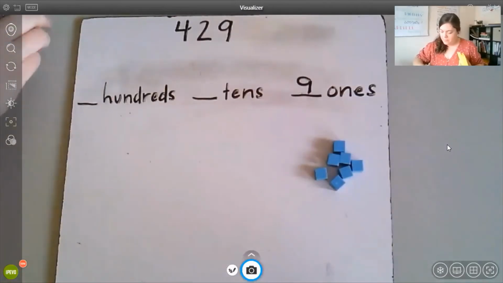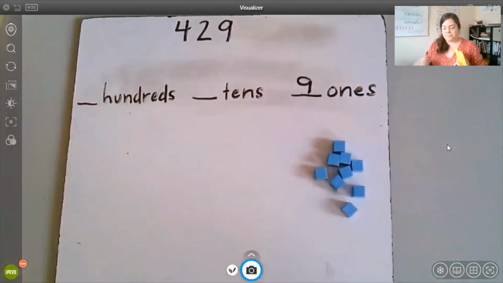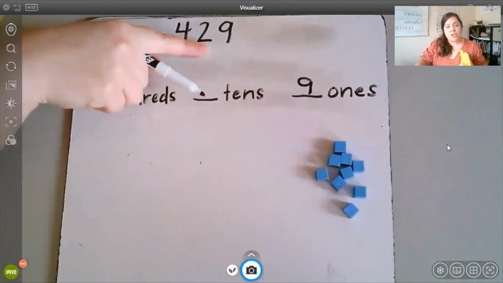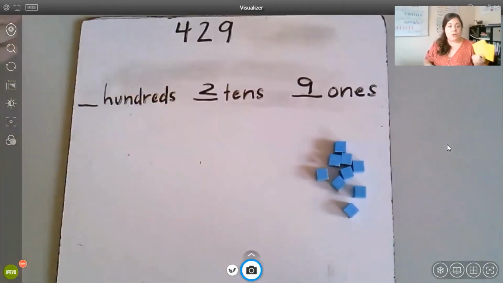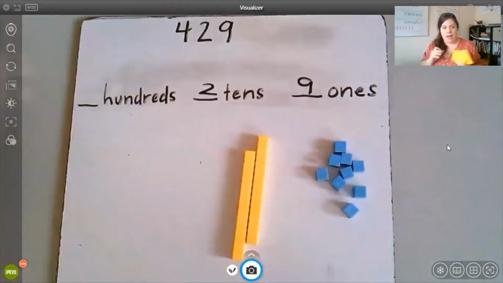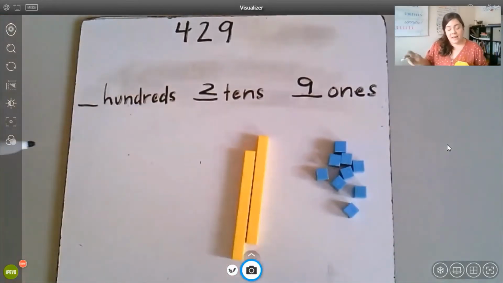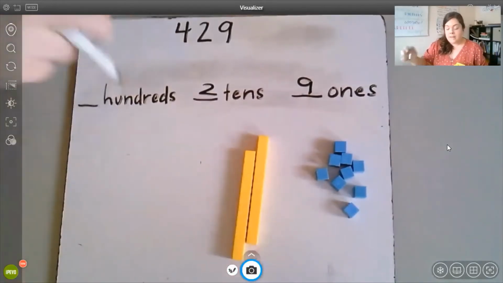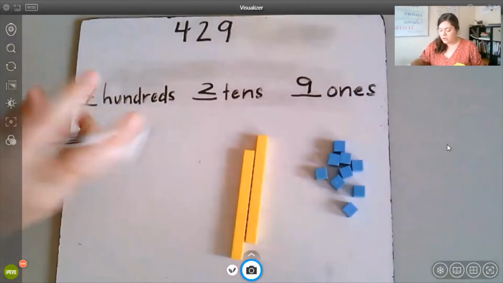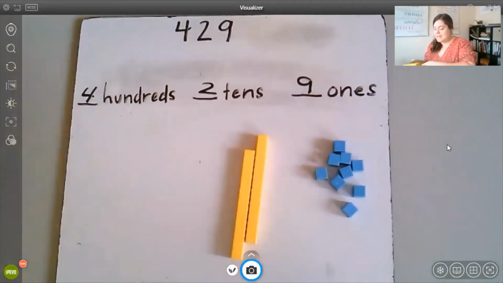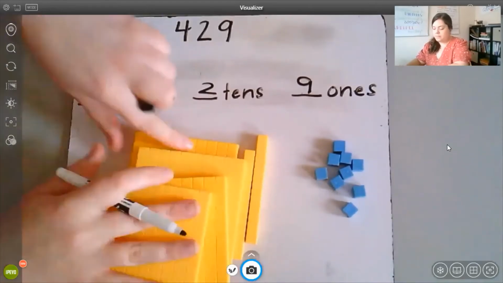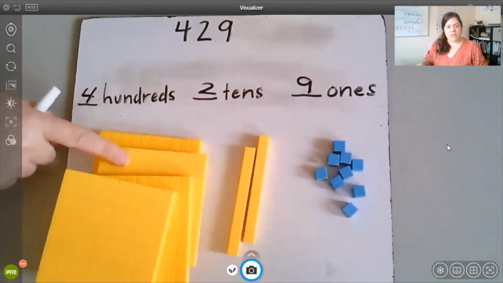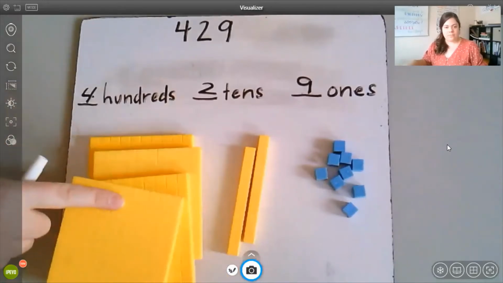There's 7, 8, 9. I see because there's a 2 in the tens place, I'm going to need 2 tens or 2 rods. I'm going to go ahead and put those there. Then I see that there's a 4 in the hundreds place. So if there are 4 hundreds, that means I need to have 4 flats on my board. You can see here I have 1, 2, 3, 4.